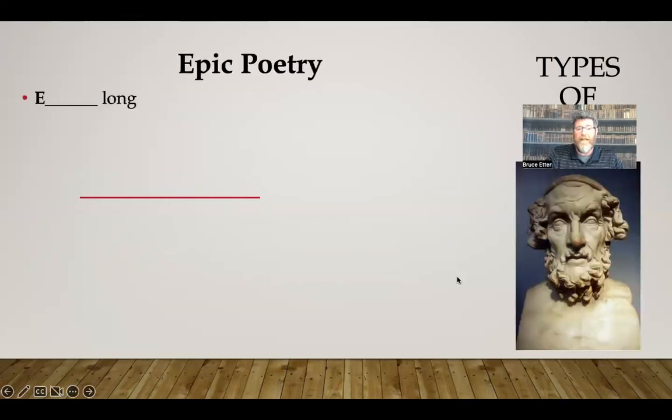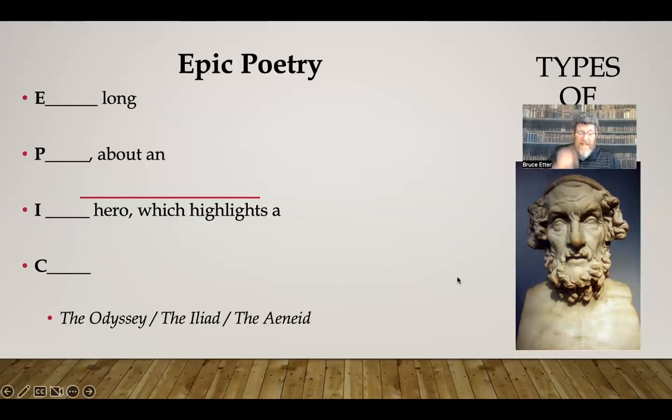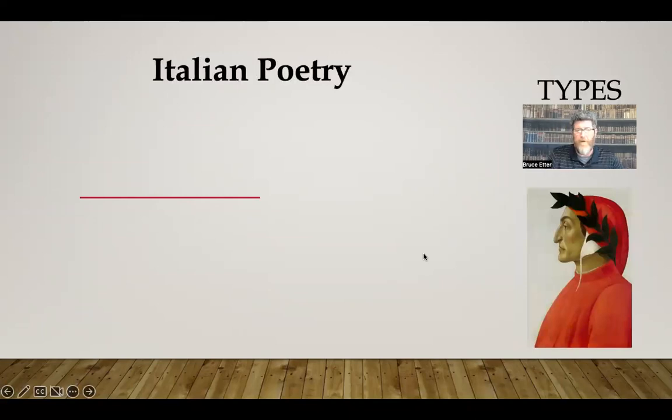Second kind of poetry is epic poetry. I already told you what an epic is. Teach your students this little acronym, because then when they're reading it, they'll know what to look for. Oh, I need to know what kind is this, dactylic hexameter. Oh, who's the hero? What's he like? There you go. Since I already did that one, I'm going to move on.